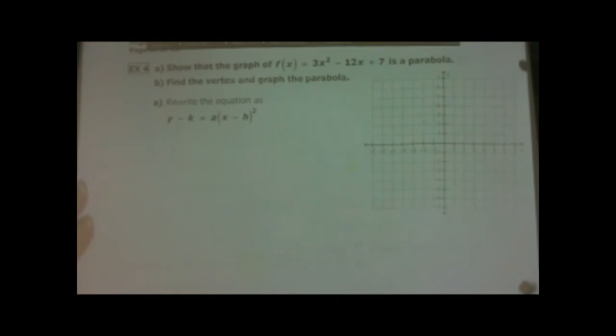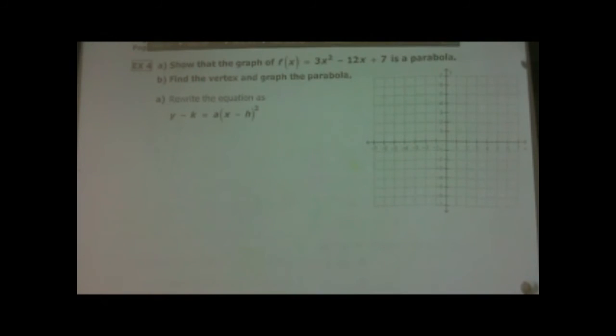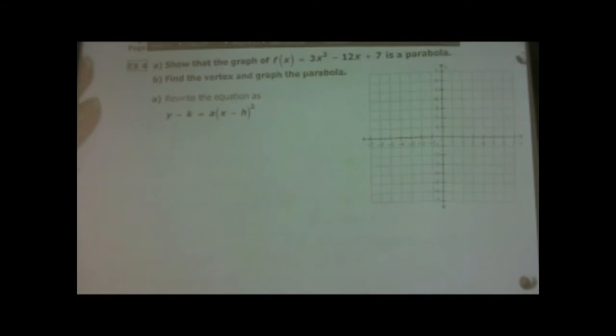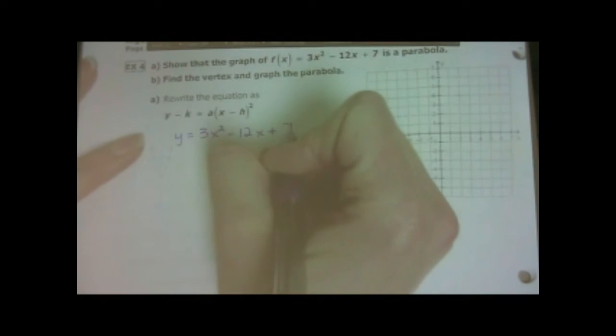All right, one more example. Let's go through this together. So here we start with an equation that happens to be in standard form, and we want to rewrite it in vertex form. So the first thing that we're going to do, replace f of x with a y. So I have y equals 3x squared minus 12x plus 7.